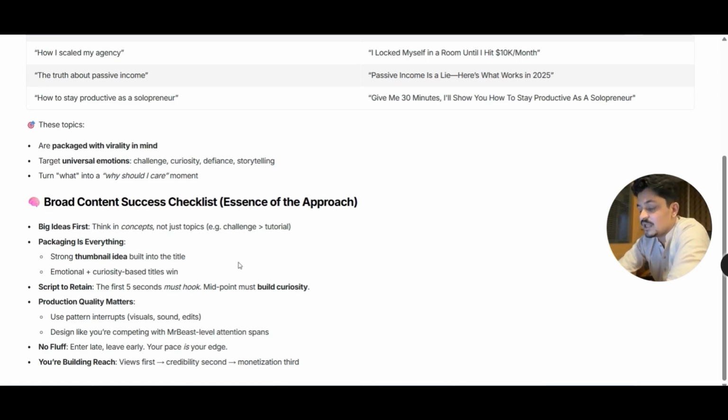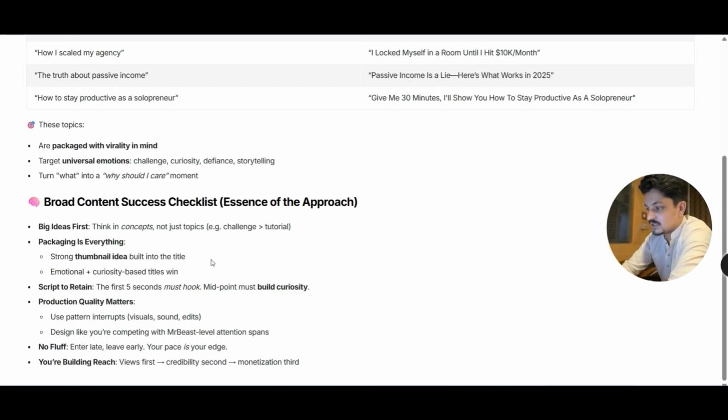Believe me, packaging really matters here, because it's the first impression that your audience is getting from your packaging, which is title and thumbnail. So you have to keep in mind that it's executed up to the mark. Think of it, you are competing with Mr. Beast, right? Although Mr. Beast doesn't have that kind of engaging title, personally, I think of it like this. But still, there are a lot of good thumbnails that you can actually follow. So a strong thumbnail idea built into the title, emotional plus curiosity based titles, win.